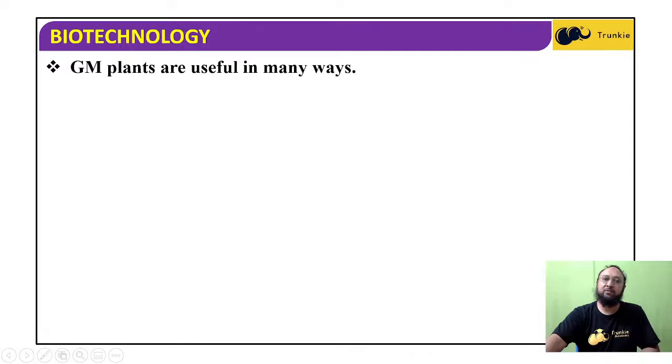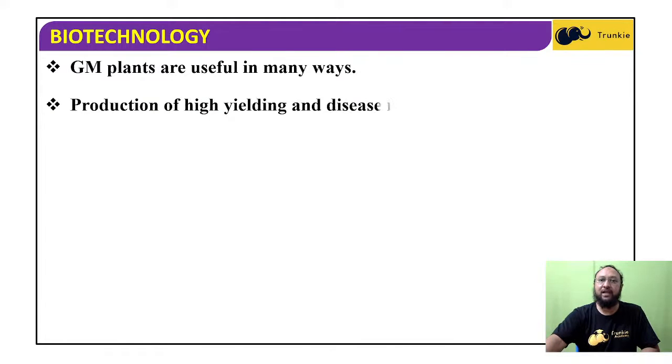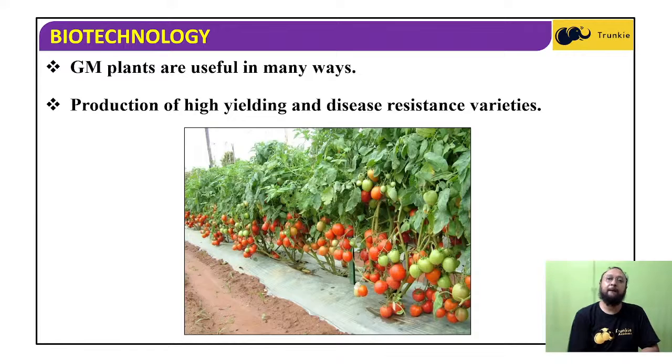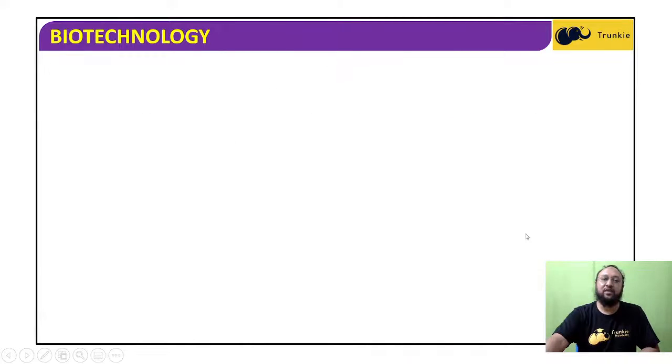GM plants, or genetically modified plants, are useful in many ways. Production of high yielding and disease resistant varieties we get from genetically modified plants. They are good yielding, they produce in large number. Produce is good, yield is good, and also they are disease resistant. So that is the advantage.